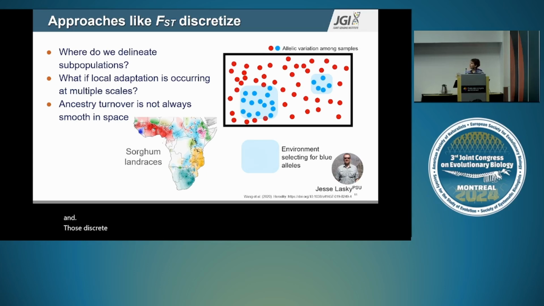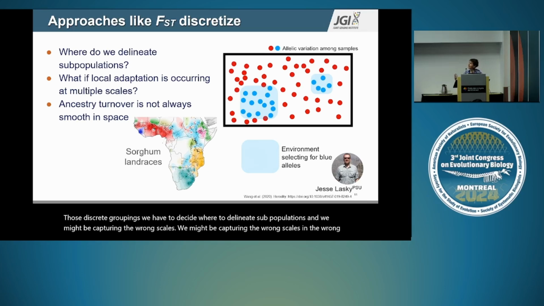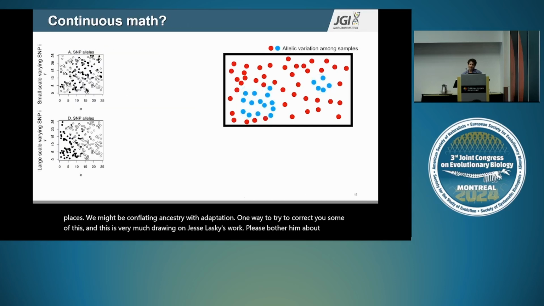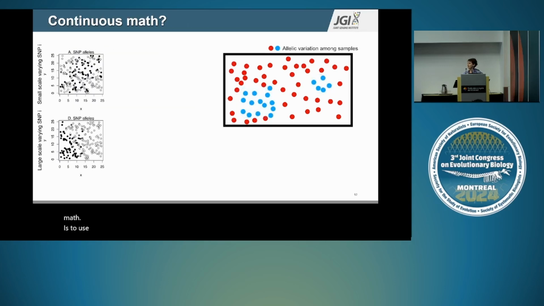We have to decide where to delineate subpopulations, and we might be capturing the wrong scales. We might be capturing the wrong scales in the wrong places. We might be conflating ancestry with adaptation. One way to try to correct for some of this, and this is very much drawing on Jesse Lasky's work, please bother him about the actual math, is to use more continuous mathematical approaches.